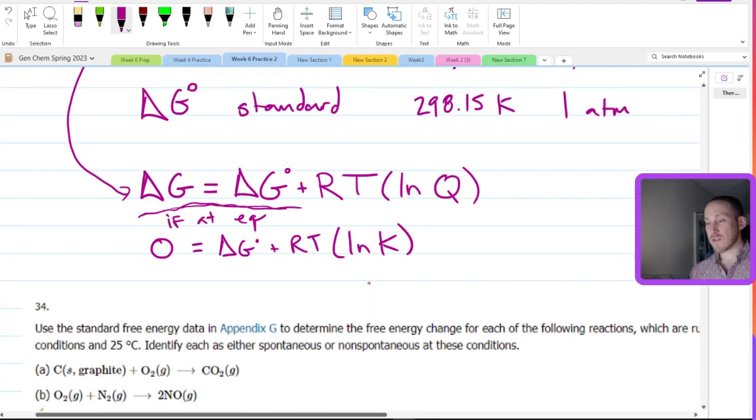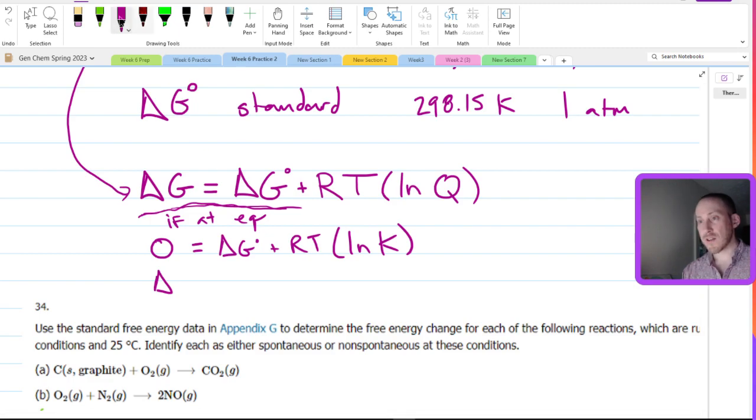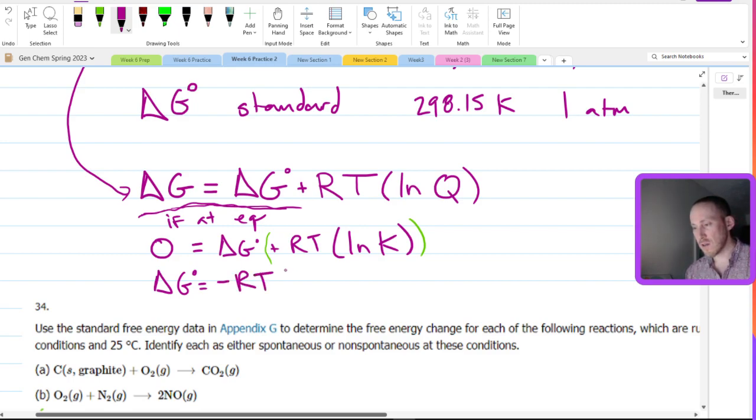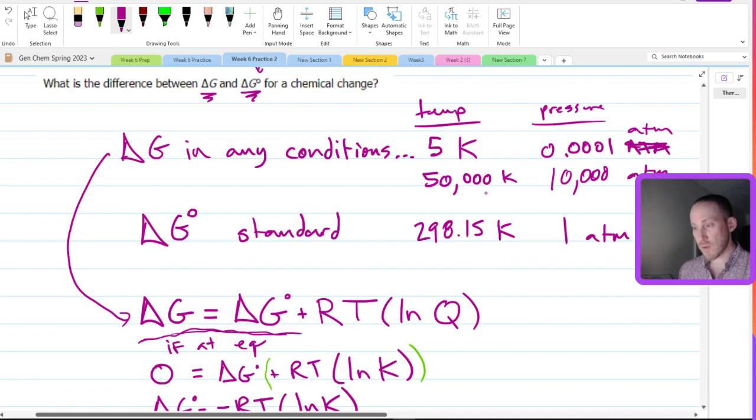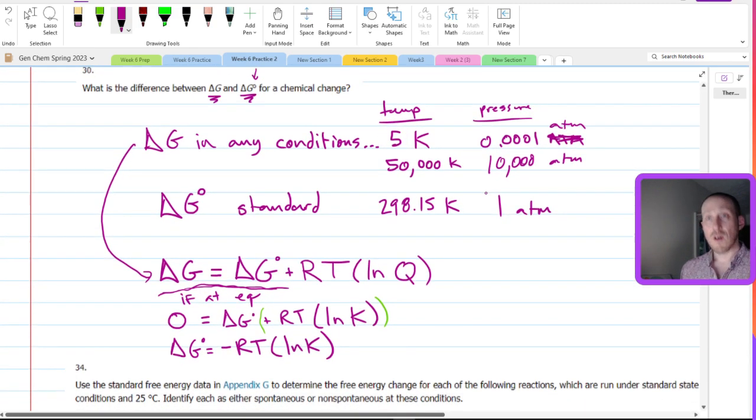So this allows us to actually solve for our delta G standard at equilibrium. Because what we're going to do is subtract this whole little chunk in green from both sides, and I'm also just going to flip the sides around. So our standard delta G, therefore, is negative RT ln K, which is one of those equations I wrote at the very beginning of this. Okay, so that's probably a way too thorough answer for this.